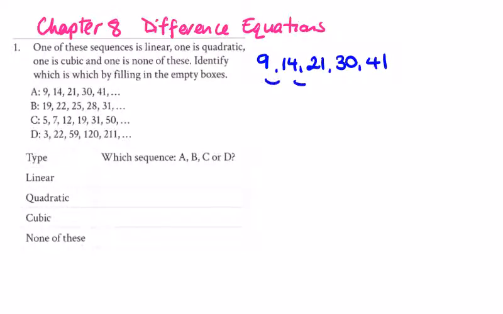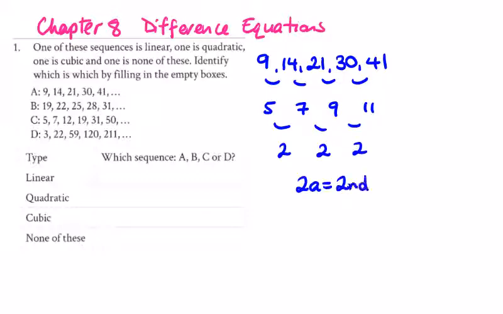Let's write down our differences. Let's see where we go. The first difference is 5, then we have 7, then 9, then 11. And we can see here that the second difference is the same, 2. We also know that 2a is equal to the second difference in a quadratic equation. So a is quadratic.